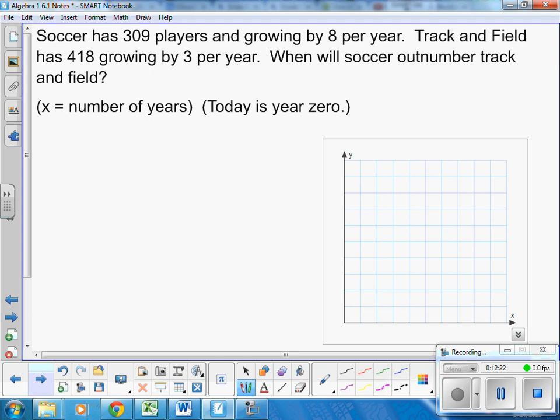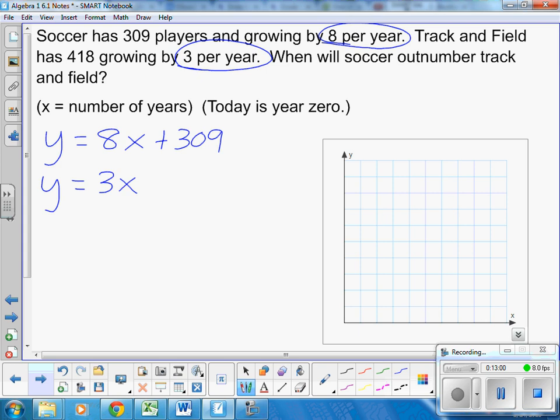Well, I need to write out the equations. So for soccer, we would have y is equal to our slope, our rate. Our rate is 8 per year, so that means 8x, where x is the years. And we're starting with 309. So y is equal to 8x plus 309. The next one, we have y is equal to, it's growing by 3 per year, so that's 3x, and we're starting at 418.